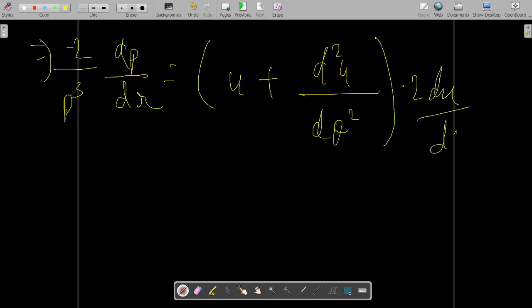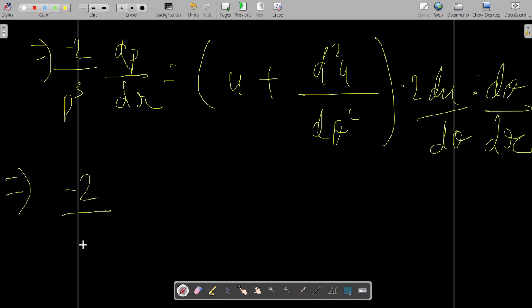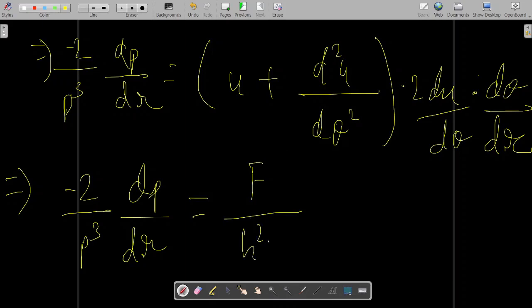du by d theta dot d theta by dr. Okay, so what happens is that from here, minus 2 by p cube dp by dr is equal to your what? F by h square u square times 2 du by dr. Now how did you get this? How did you get this?